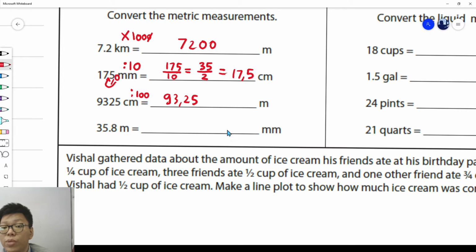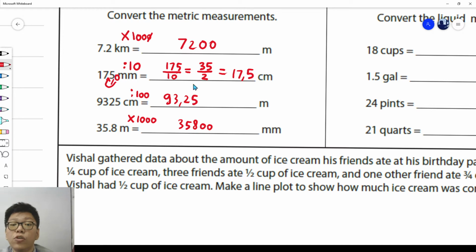Last one, meter to millimeter. Meter to millimeter, it is going down 3 times. Okay. After you answer some questions, I believe you already get the hang of it. So you know if it's going up or down, and how many times. Meter to millimeter, it's going down 3 times. So you need to add 3 zeros. The first zero is to cancel the decimal. And after that, you just add the zeros.